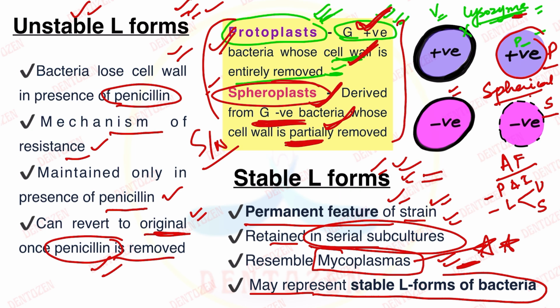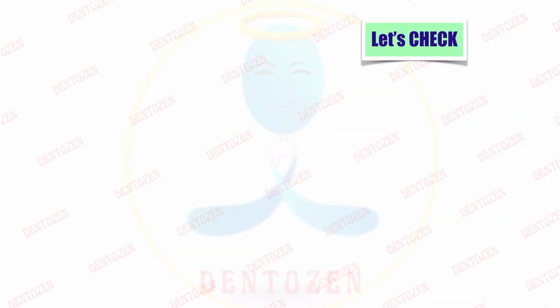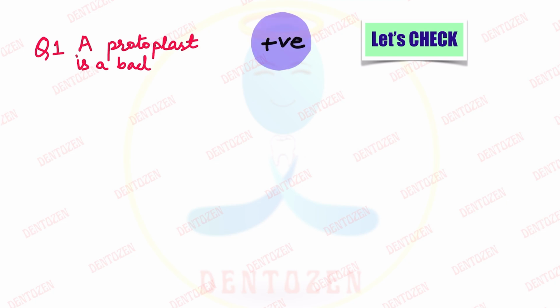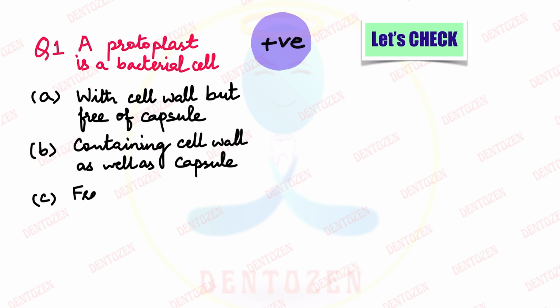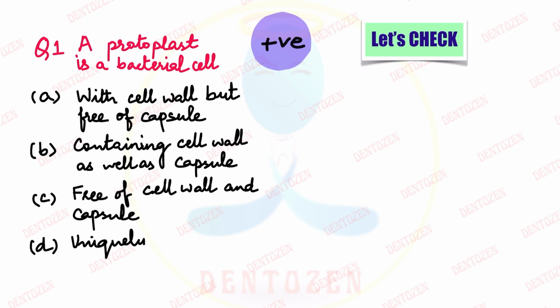So let's check what you have learned. What is a protoplast? A protoplast is a bacterial cell: A, with cell wall but no capsule, or B, containing cell wall as well as capsule, both are there, or C, free of cell wall and capsule, both are not there, or D, it is uniquely sensitive to penicillin. So which one out of these options do you think is the correct answer for a protoplast?